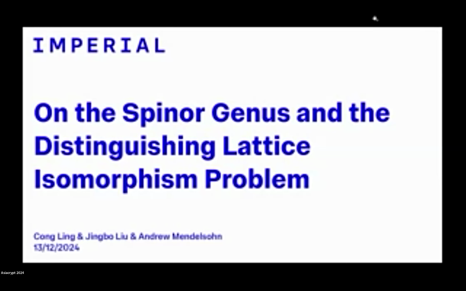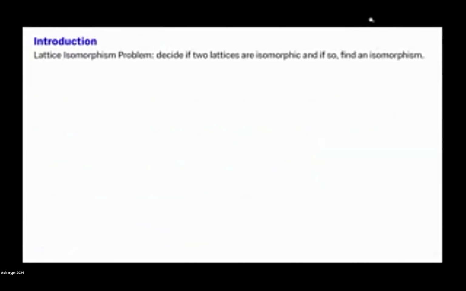Hi, I'm Andrew Mendelsohn. I'm a postdoc at Imperial College London, and I'm going to talk about some joint work with Zhongling and Jingbo Liu. This work is called On the Spinor Genus and the Distinguishing Lattice Isomorphism Problem. So what is this lattice isomorphism problem? Well, it's to decide if two lattices are isomorphic, and if so, find an isomorphism.